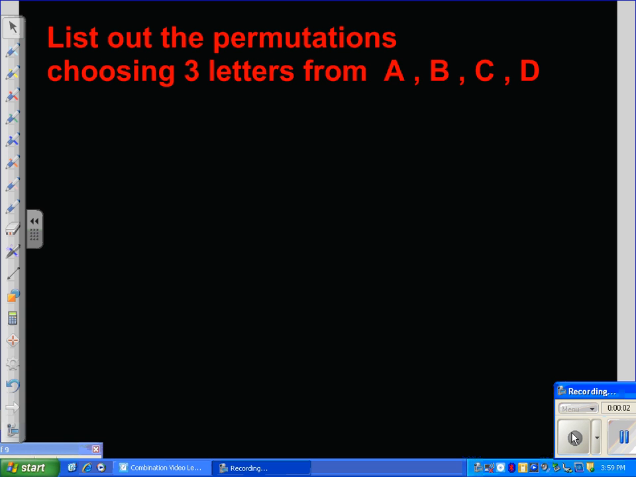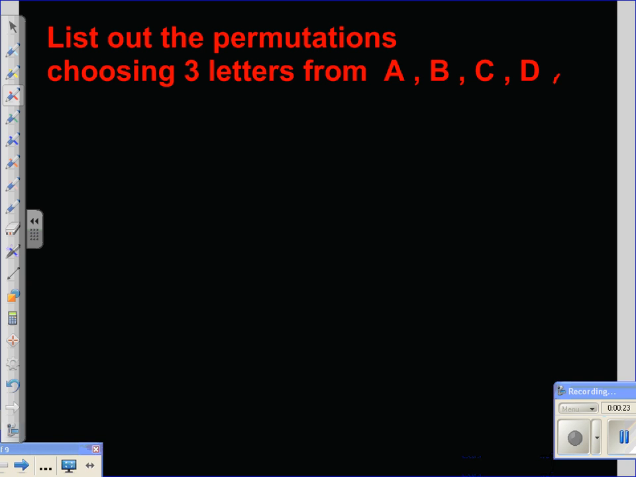Yesterday we talked about permutation where order matters. So much like a license plate, much like a password, if we were to choose a password and we had the letters A, B, C, and D, and we needed to choose 3 letters for that password, let's list out all the possible passwords we could have.